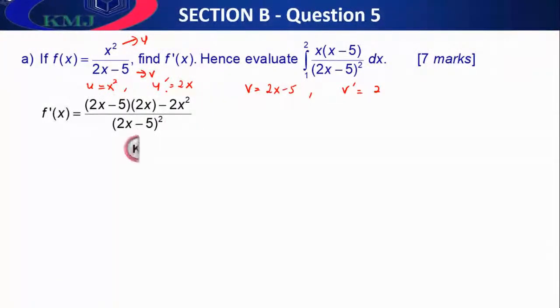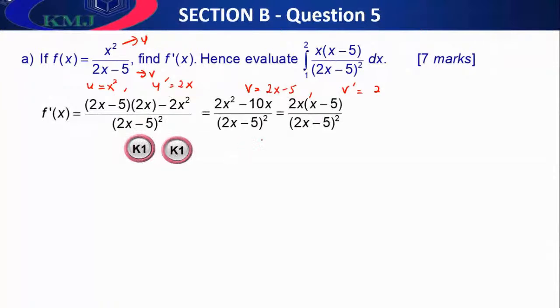So K1, K1, and then we just simplify. 2x squared minus 10x over 2x minus 5 squared. So we factorize 2x to the outside: 2x times x minus 5 over 2x minus 5 squared. And then J1.